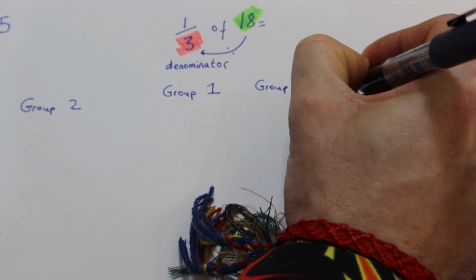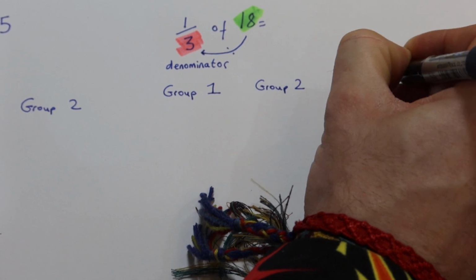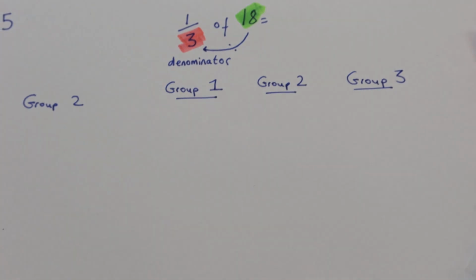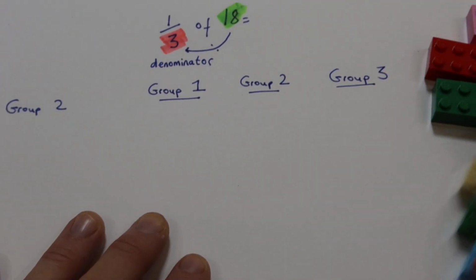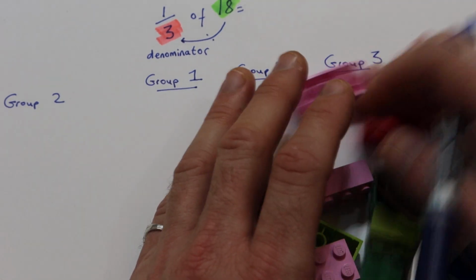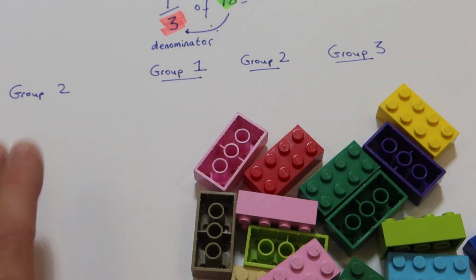Group 2 and group 3. Okay, and just do it like that. Okay, so now we've got our 18. Let's put our 18 all here so we can see. We've got our 18 bricks. It could be dollars, it could be peanuts.